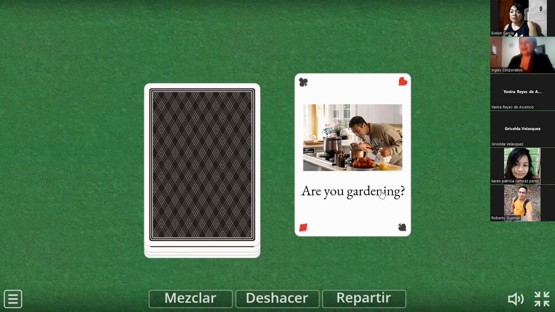Are you gardening, Astrid? Entrando, voy, teacher, no sé de qué. Ah, okay. Estamos preguntando qué está haciendo la persona que está en la picture, pero suponemos que usted está haciendo esa acción. Okay, Sandra, are you gardening?